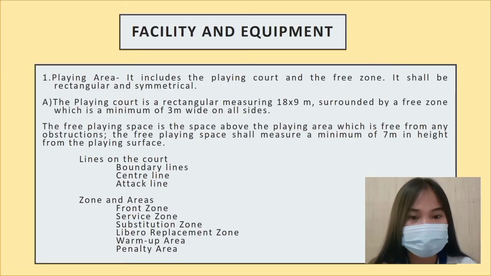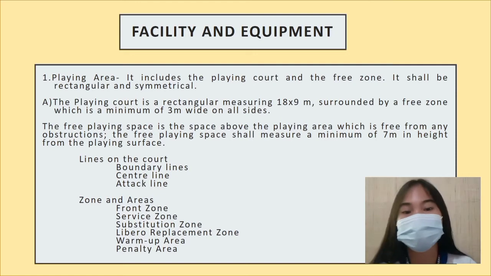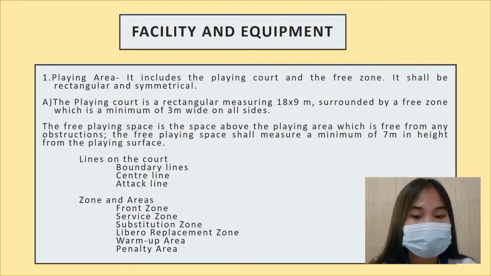Now, let's discuss the facility and equipment needed. First is the playing area. It includes the playing court and the free zone. It shall be rectangular and symmetrical. The playing court is rectangular, measuring 18 by 9 meters, surrounded by a free zone which is a minimum of 3 meters wide on all sides. The free playing space is the space above the playing area, which is free from any obstructions. The free playing space shall measure a minimum of 7 meters in height from the playing surface.